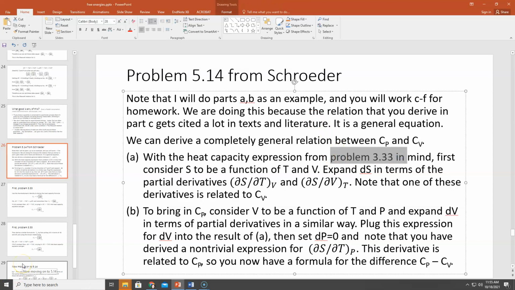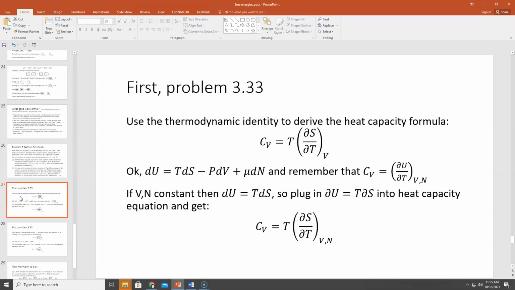we've got to work problem 3.33 because we haven't done that before. So, what's problem 3.33? It says to use the thermodynamic identity to derive the heat capacity formula shown here. C sub V is equal to T times the partial of S with respect to T holding V constant. Okay, so we're going to use the thermodynamic identity to do this.